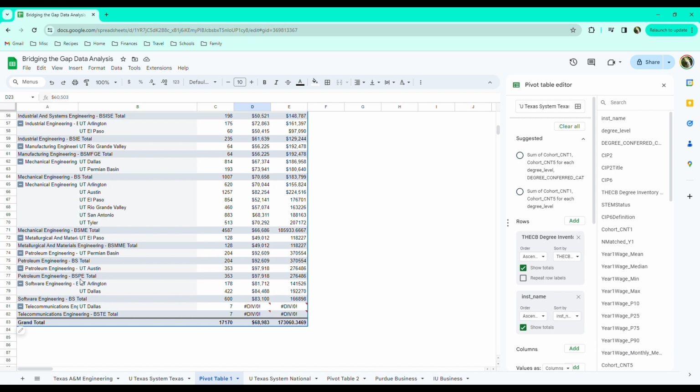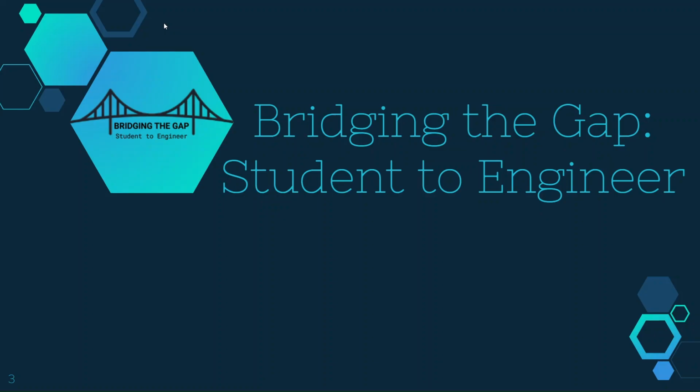Interestingly, petroleum engineering is only offered at a few of the locations. They're called different things, so they're not listed together, but UT Permian Basin, 92,000 versus 97 at UT Austin. Pretty close still, so probably not a big deal. That's the information available for the UT system, focused on UT Austin.